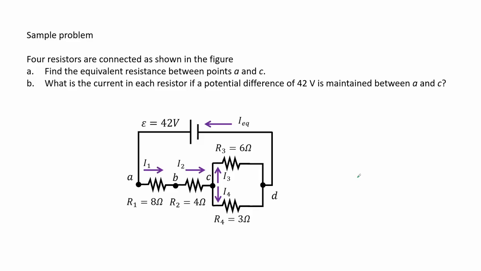Sample problem. Four resistors are connected as shown in the figure. For letter A, find the equivalent resistance between points A and C. For letter B, what is the current in each resistor if a potential difference of 42 volts is maintained between A and D?